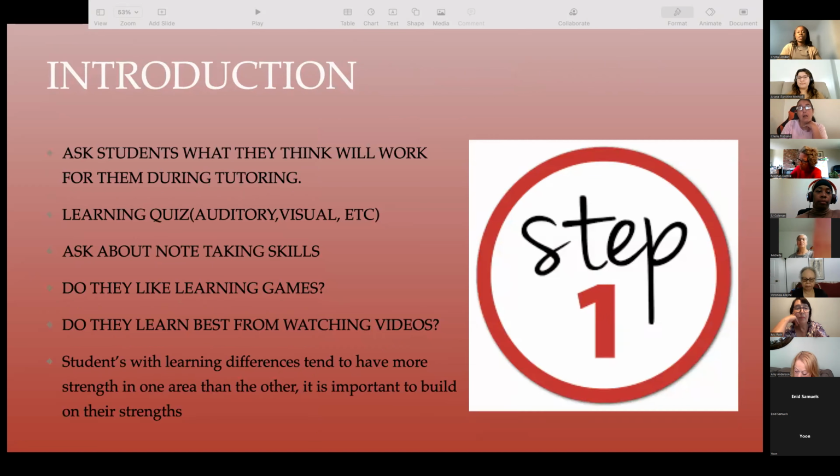So ask the students what they think will work for them during your tutoring session, right? We all have our forms of how we like to tutor students, but sometimes they may be auditory learners or visual learners. There are quizzes online, and you can make it fun. You could do a learning quiz with them to see how they learn best, right?